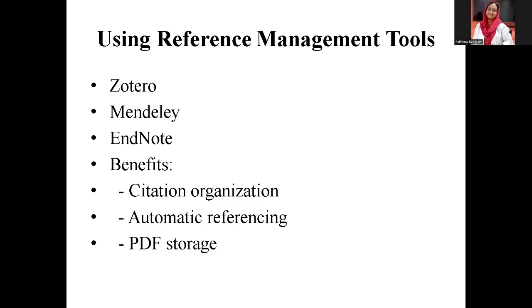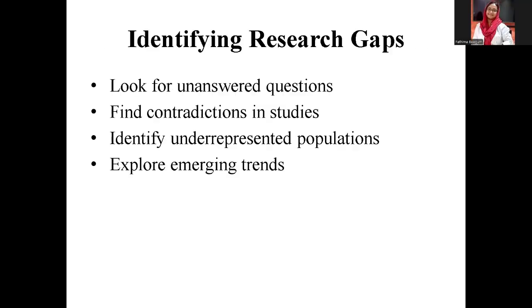That is very difficult. So what we can do with these reference tools is easily change the references from Vancouver to Harvard. So that is the main advantage. That is automatic referencing, PDF storage, everything will be there. So try to use reference management tools. It will reduce your workload.